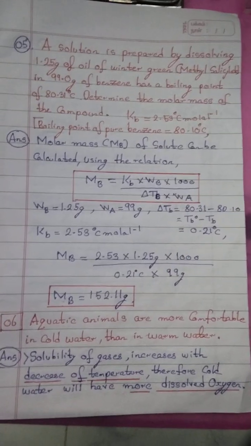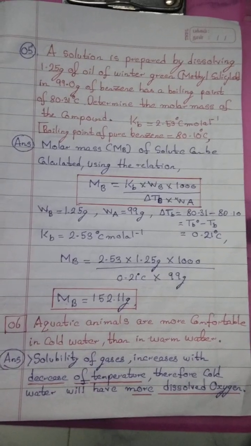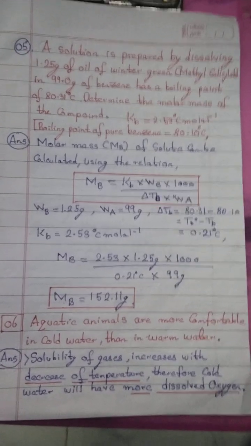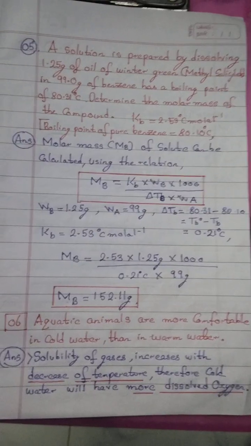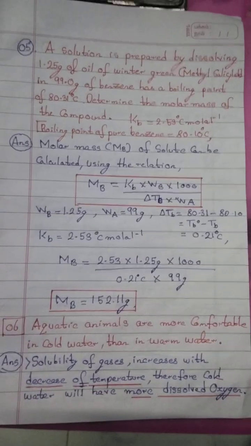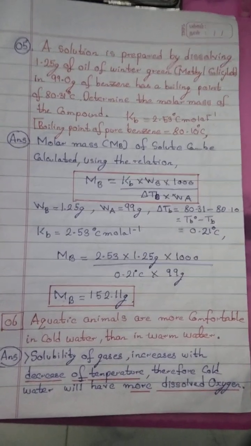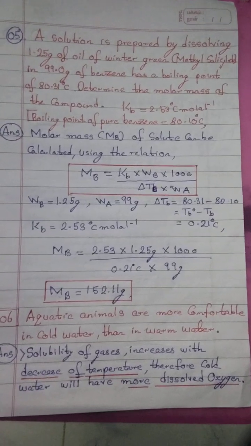On substitution of all this into the formula, we get Mb, that is the molar mass of the non-volatile solute, equal to 152.11 gram. Now coming to the next question, it is an easy question. It can come as a 1 mark part in either a 2 mark or 3 mark question.